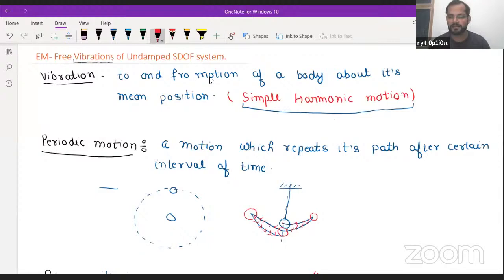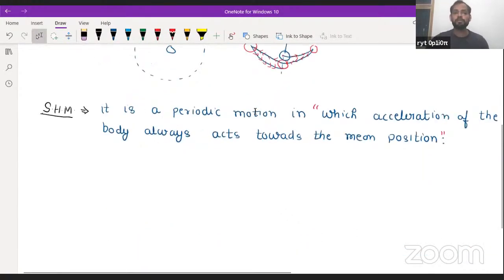Now I hope that the term SHM is clear to you. So during vibration, all bodies perform simple harmonic motion. That means during the vibration, the acceleration is always directed towards the mean position. Right now we will discuss some terms: the displacement equation during vibration, the velocity equation, and the acceleration equation.